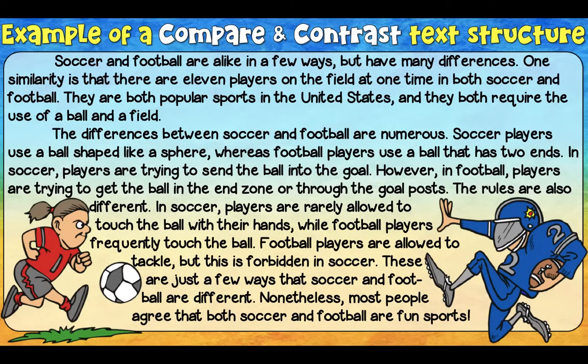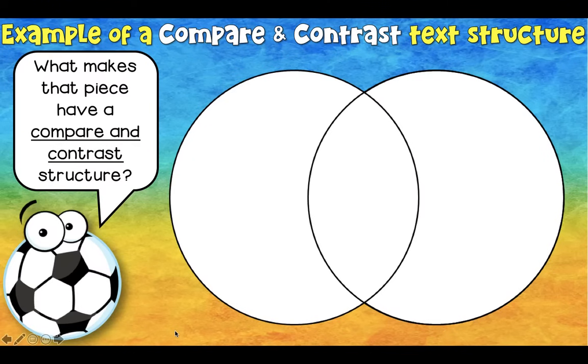One similarity is that there are 11 players on the field at one time in both soccer and football. They are both popular sports in the United States, and they both require the use of a ball in a field. So I don't have to read any further to know that this is a compare and contrast text structure because I see things that are similar and things that are different. And each different paragraph might explain differences and similarities.